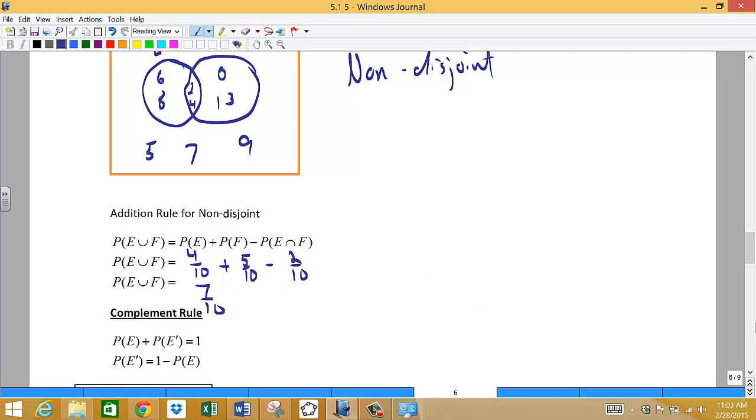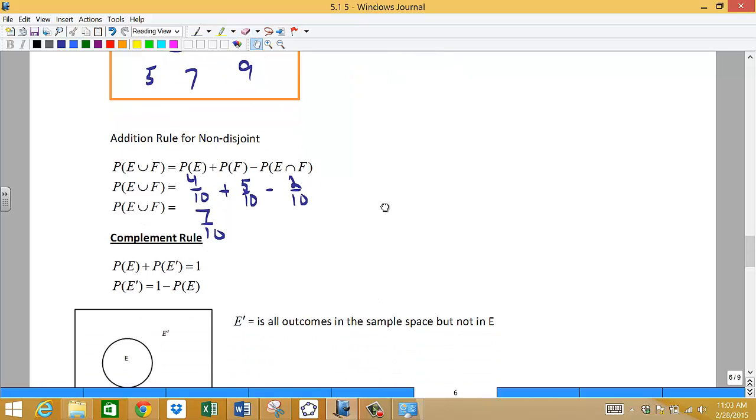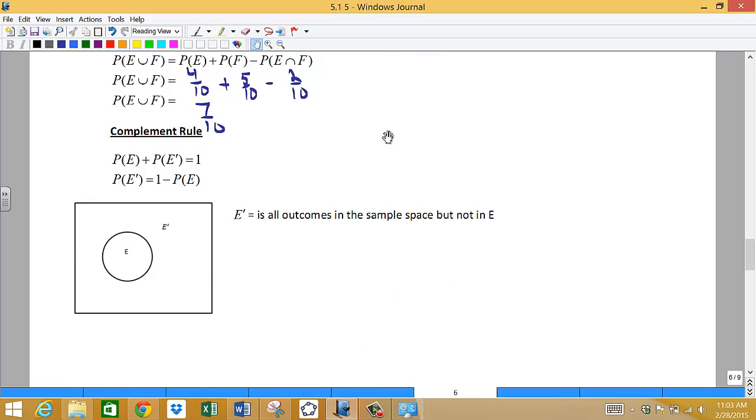All right. Now the complement rule is basically just an event where you have E defined as some event, and then E complement is going to be everything else that's in the sample space, right? So if it's in E, it's not in E complement. So these are two events that are definitely disjoint. Okay, E and E complement are disjoint, right? They can't happen at the same time.